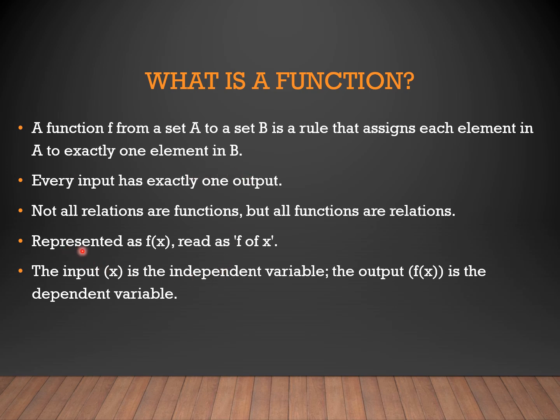How do we represent a function? A function can be represented as f(x), which we read as f of x. The input is the x, that is the one that we input, that is the object, and it is the independent variable. Then the output is the f of x. It is the one that depends on x, and we call the output the image. So the input is the object and the output becomes the image.